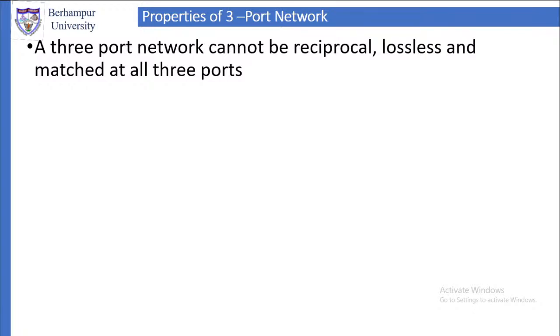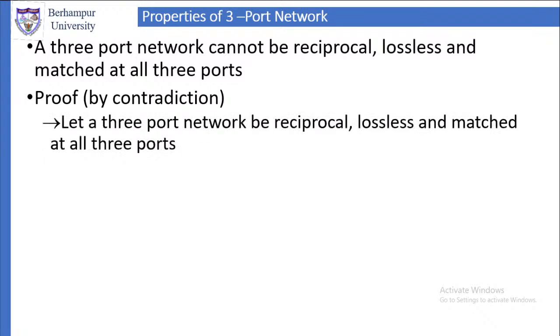Now consider the properties of a 3-port network. A 3-port network cannot be reciprocal, lossless and matched at all 3 ports. Consider any 3-port network, it cannot have this property. The 3-port network at a time cannot be reciprocal, lossless and matched at all ports. Now we will prove this statement, this property. This proof is by contradiction.